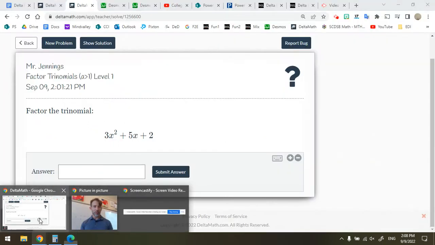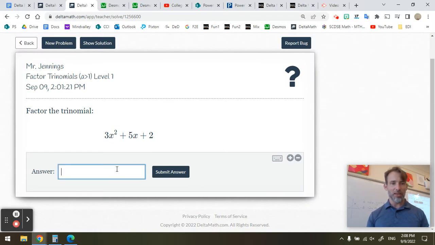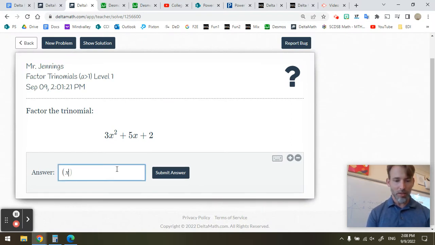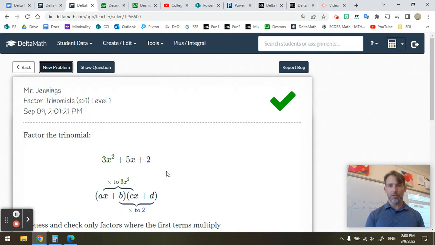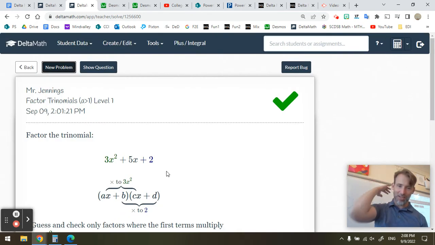Let's punch in our answer, see if Delta Math loves it. 3x plus 2 times x plus 1. Submit the answer. Hooray. Pat yourself on the back. Now let's take a look at a more challenging example.